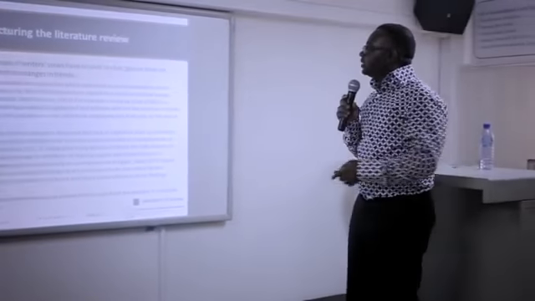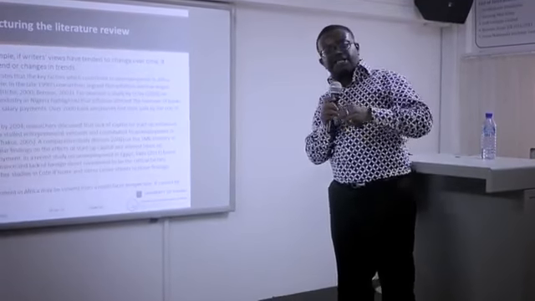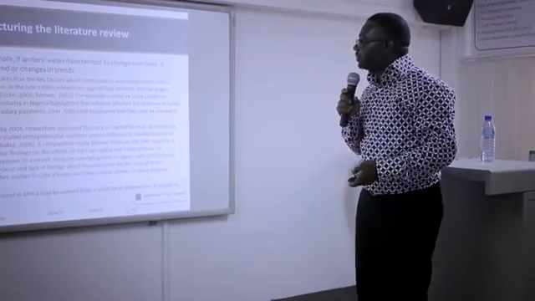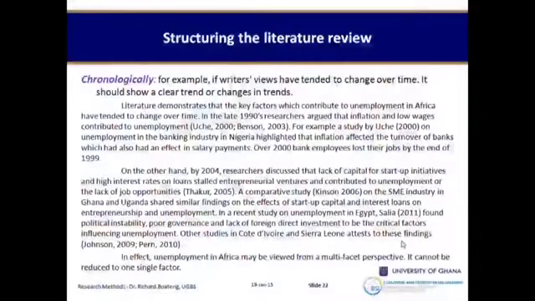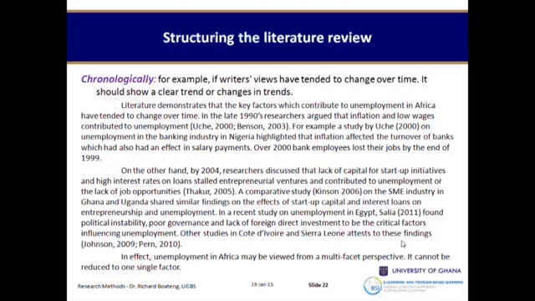Now the chronological one means that the writer wants to show that the issue he's trying to study has tended to change over time. How has the issue changed over time? Now let's look at this example. Literature demonstrates that the key factors which contribute to unemployment in Africa have tended to change over time. In the late 1990s, researchers argued that inflation and low wages contribute to unemployment. Uche 2000 and Benson 2003. Now, he has pointed this out, so he's going to do an illustration. He said that, for example, a study by Uche 2000 on unemployment in the banking industry in Nigeria highlighted that inflation affected turnover of banks, which also had an effect on salary payments. Over 2,000 bank workers lost their jobs by the end of 1999.